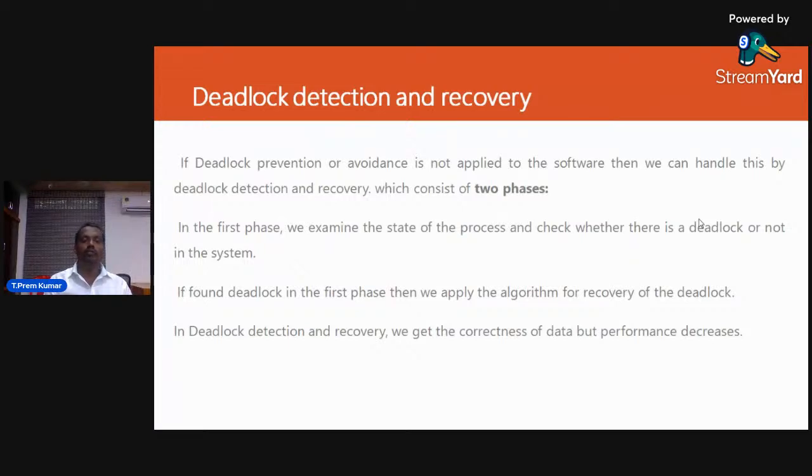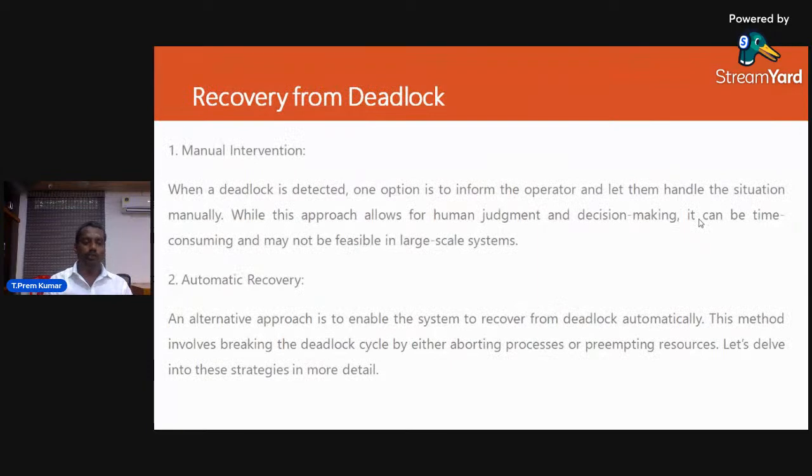Then we'll see that if deadlock prevention or avoidance is applied to the software, then we can handle this in two ways. We can handle this by deadlock detection and the recovery method, which consists of two phases. In the first phase, we examine the state of the process and check whether there is a deadlock or not in the system. If a deadlock is found in the first phase, then we can apply the algorithm for the recovery of the deadlock.